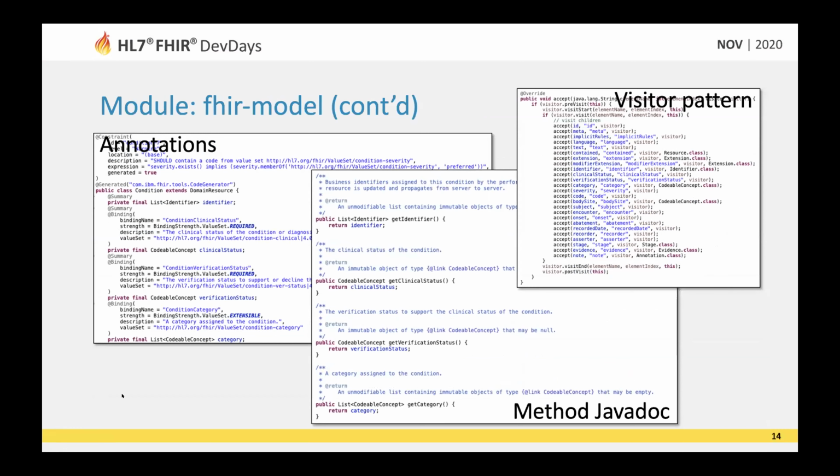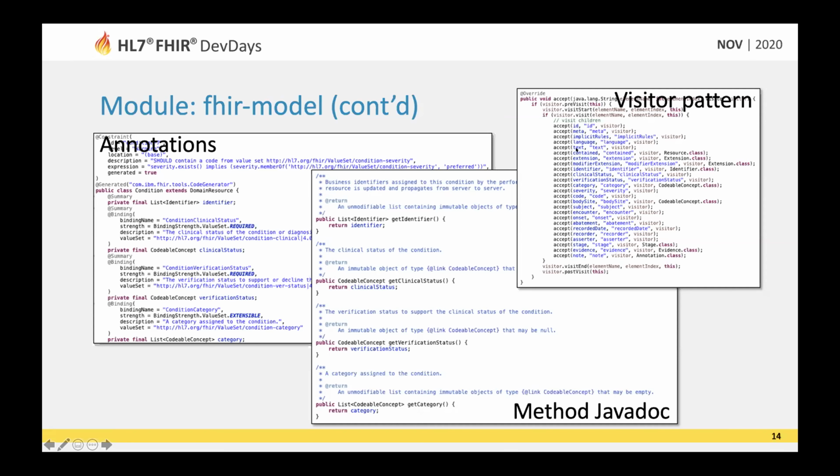Here's what some of that looks like. So this is the condition resource. This is a constraint annotation on here. You can see a number of other annotations on some of the private final members of the class here, especially these binding annotations that give you some metadata about what these elements are bound to in terms of value sets, what the binding strength is, and that kind of thing. And you can introspect instances to get any of this information at runtime. And then also we have an example here of our method JavaDoc. So we're actually generating some of the descriptions and definitions that come as part of the structure definitions.